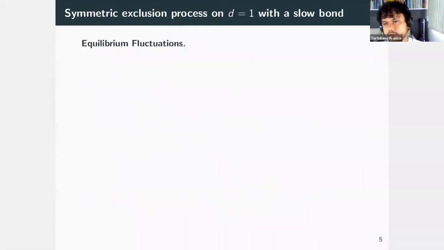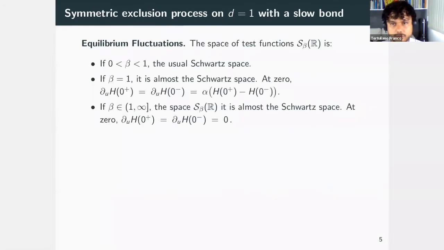So let's speak about the central limit theorem, the equilibrium fluctuations. Fluctuations is the name in particle systems for the central limit theorem. So in this situation, to state the limit, the boundary conditions are encoded in the space of test functions. So let's define the space of test functions.